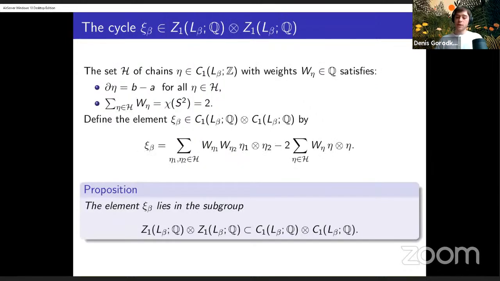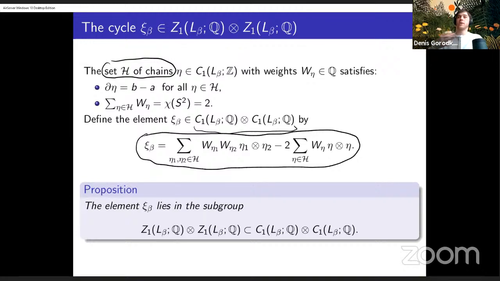You receive in this way a family of one chains on your three-dimensional sphere L beta. And now you have this set of chains and you want to glue them together into a cycle. Moreover, this will be a cycle in the tensor product of one chains tensored by one chains. And the definition of this element is just explicitly constructed from all of those chains of a three-dimensional sphere. So the proposition is that this element is a cycle in the tensor product of one cycles on our L beta.